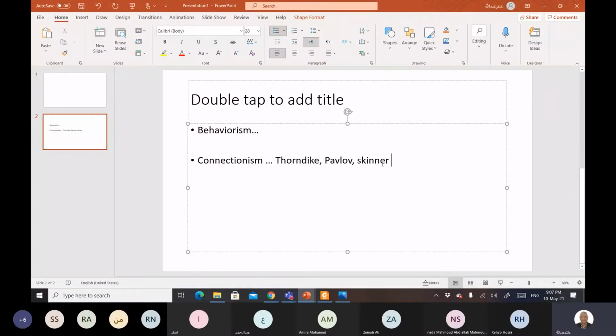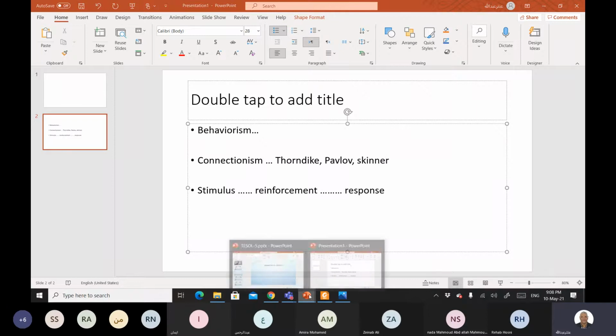وزي ما ذكرنا قبل كده إن these different scientists made their experiments on different animals, and they taught us something important, that learning for them starts with a stimulus، يعني وجود مثير، then reinforcement، وجود معزز، will trigger a response. التعلم بالنسبة لهم هو a response for a stimulus within the existence of reinforcement.